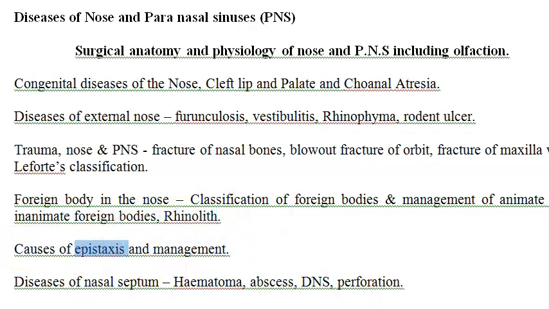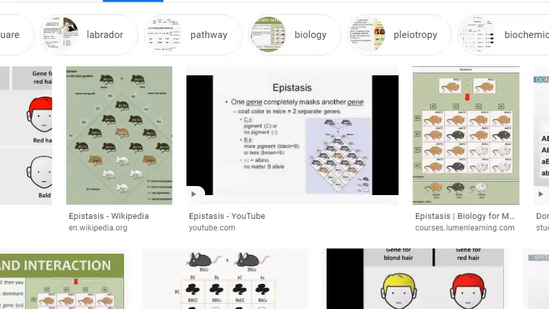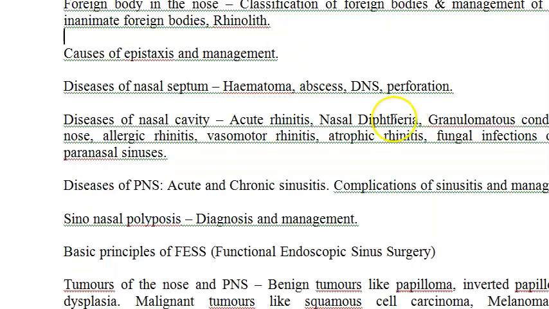Causes of epistaxis and management. Epistaxis is nosebleed. So what is epistaxis? It is nosebleed. Epistaxis is some other term in genetics. Okay. So we are talking about X here. Epistaxis. Okay. So nosebleed, how you will manage it, etc. There can be anterior nosebleed, posterior nosebleed.